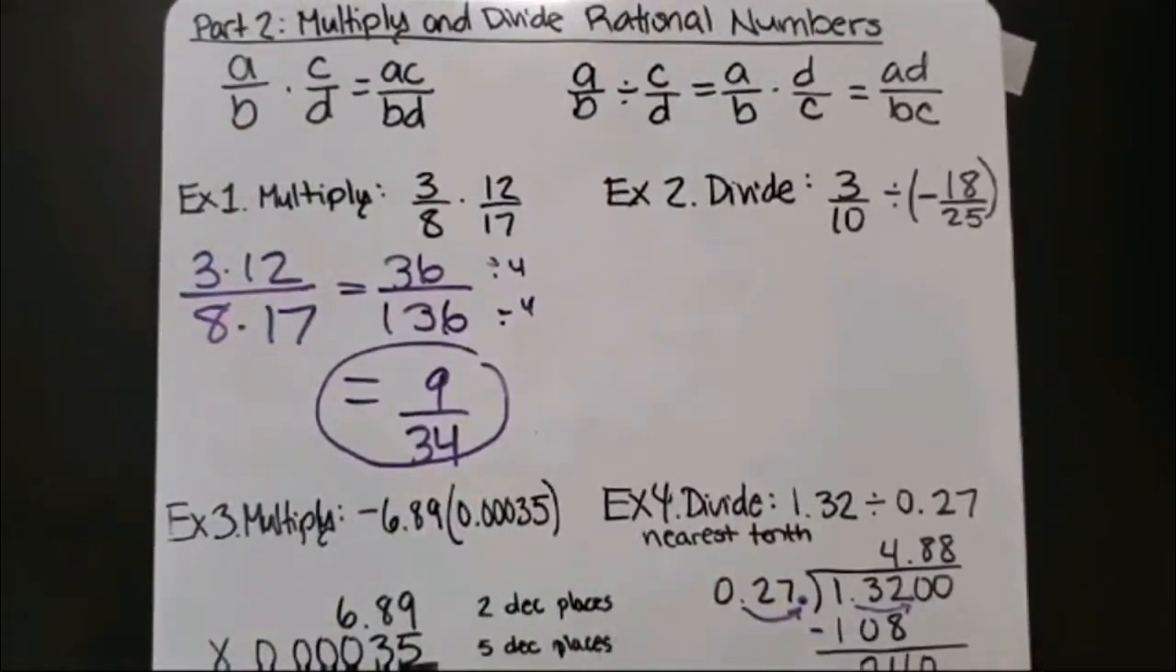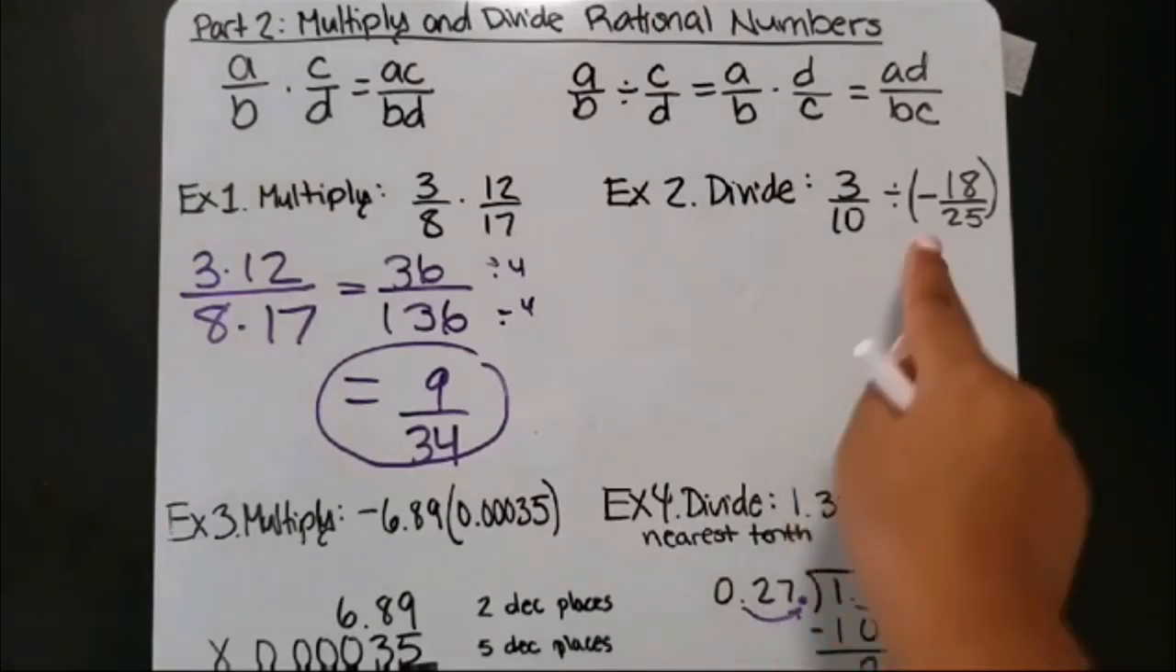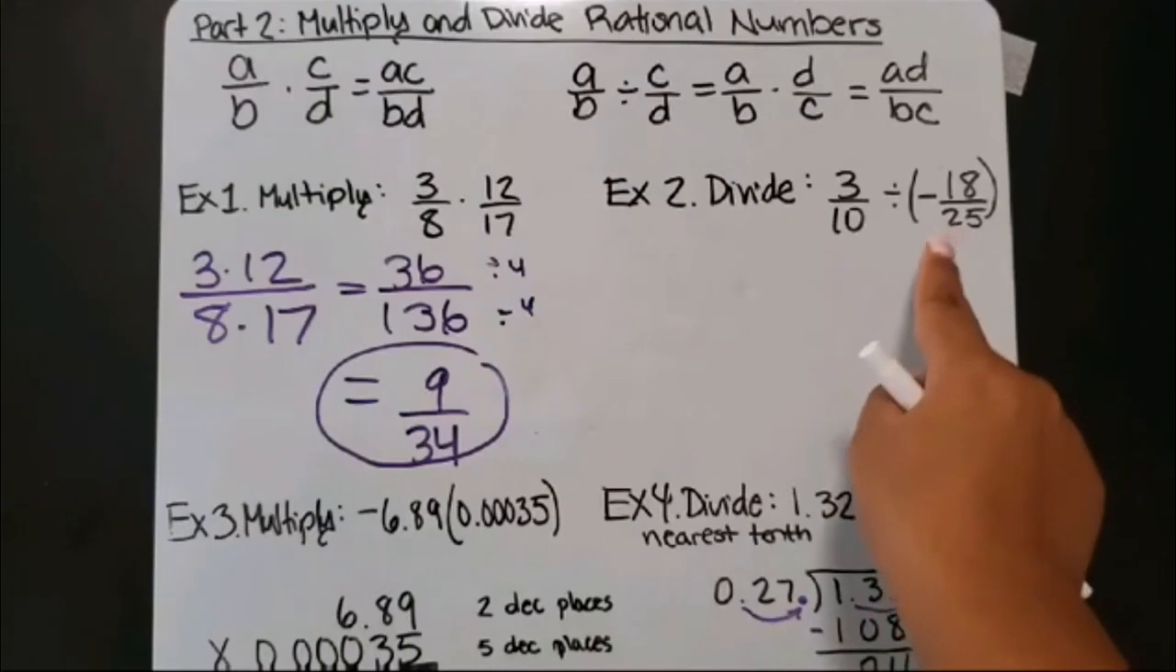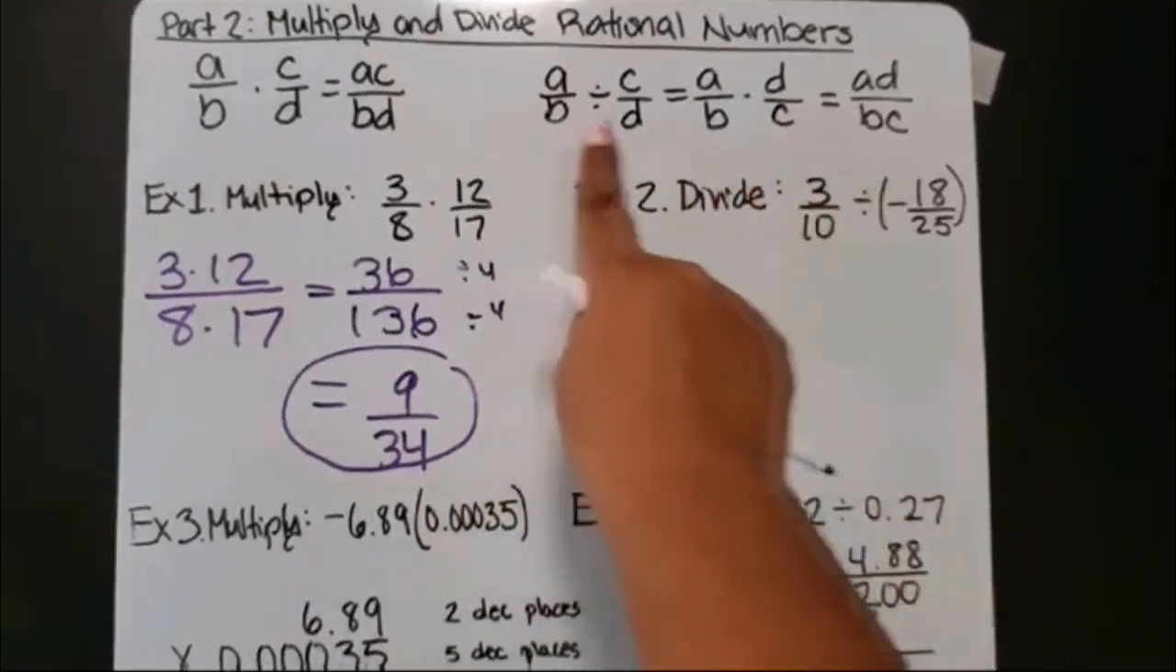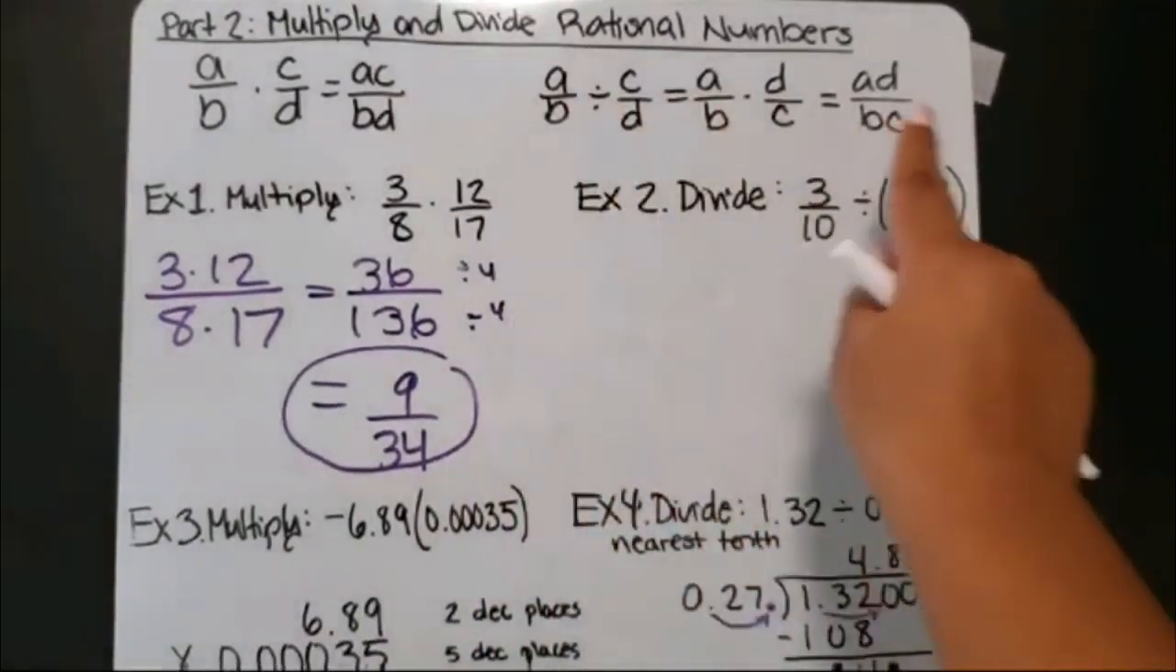So now let's look at division. We have 3 over 10 divided by -18 over 25. So we can still do all of this with positive and negative numbers. So let's go back to the principle up here.